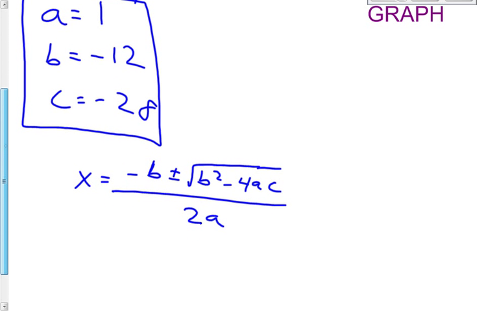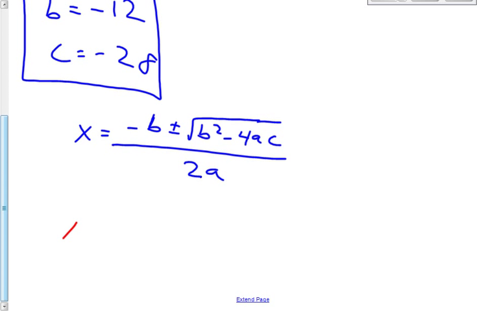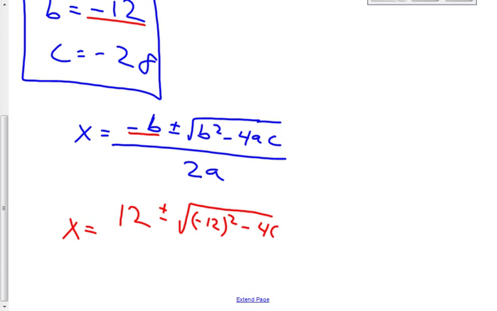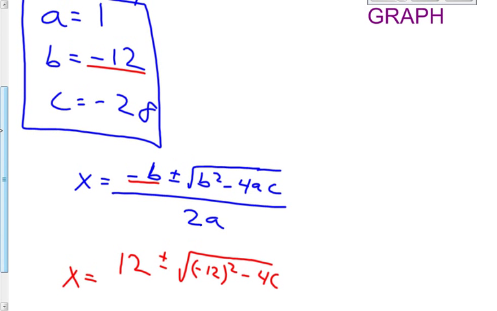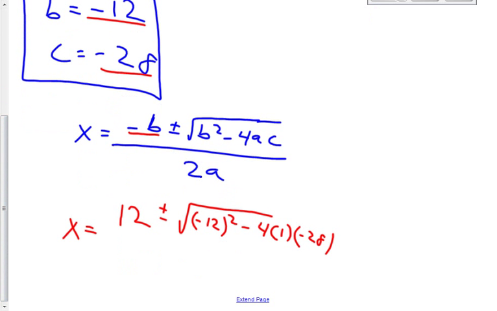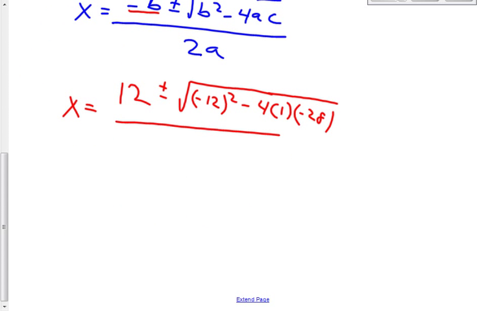But anyway, moving on. X equals the negative b. So the opposite of our b value, the opposite of a negative 12 is a positive 12, plus or minus the square root of b squared. b is a negative 12, that squared, minus 4 times a, my a value is 1, times c, my c value is a negative 28, all over 2 times a. And 2 times a is 2.